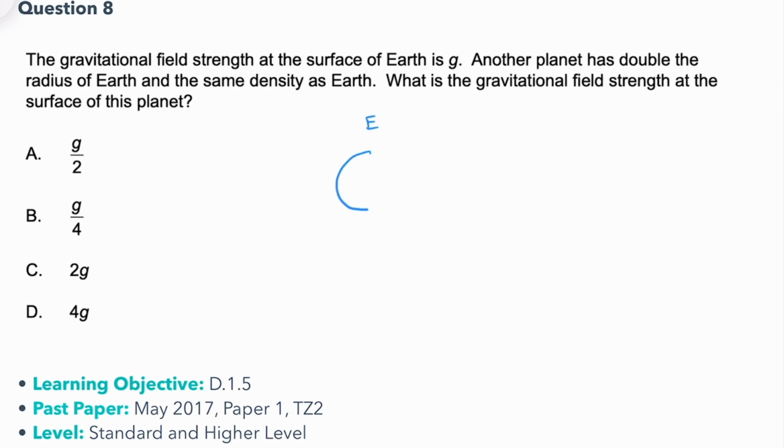This is Earth. It's got a radius of r and a mass of M. This other planet, let's call it planet X, has double the radius, 2r. It hasn't said anything about the mass, but we know it's got the same density. So density equals mass over volume.